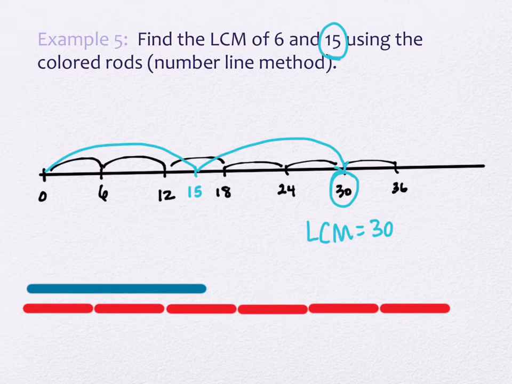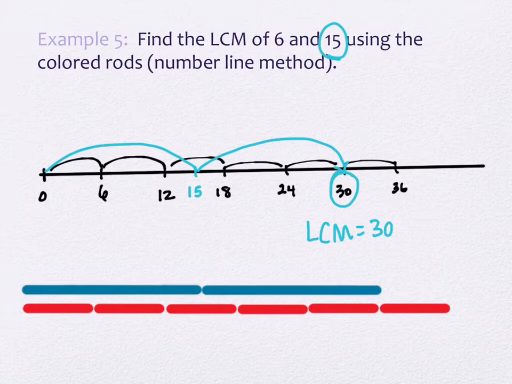And I would stack them end to end as well. And what I'm wanting is I'm wanting the end to ends to line up at the same spot. And the spot where they line up at the same spot, if I'd done it well, it looks like it's ending right here, right? Would be my least common multiple. So this is 15 plus 15, which would be at 30. Or you can jump across your 6s 5 times to end up at 30. This is the colored rod method.